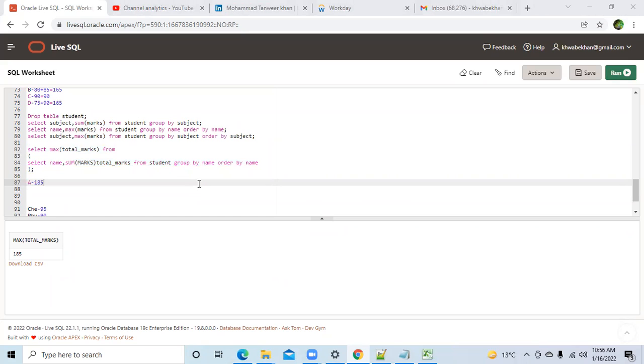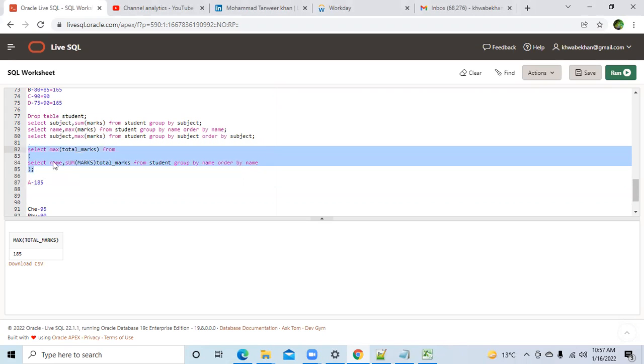Hello. Hi, Shivanshu. Welcome. I have three questions for you. Okay, tell me. Actually, my first query is about this one: select maximum total marks from this subquery. Why have you not used group by in the outer query? Because we use group by with name. Okay, the maximum, we use group by. Correct.